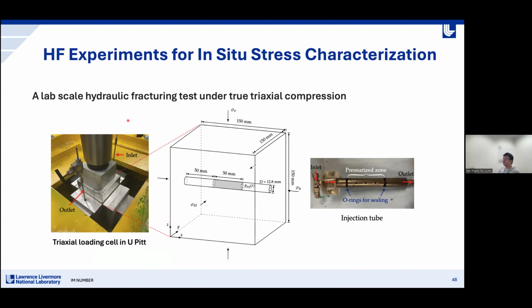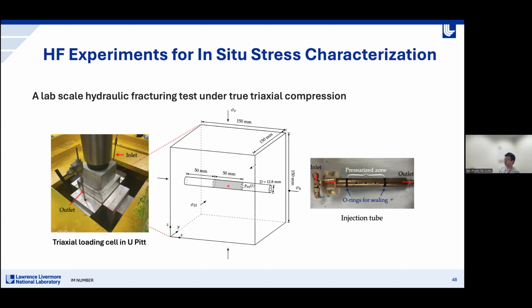With this phase field model, we are using it together with the laboratory hydraulic fracturing test under true triaxial compression to study the near-well hydraulic fracture pattern and its implication for in situ stress measurement. In this slide, you can see the problem setup and a snapshot of the triaxial loading facility from Professor Andy Bunger's group at the University of Pittsburgh. The sample is a 6-inch granite cube, and we have a cylindrical wellbore at the center. The wellbore can be either horizontal or vertical and can also be inclined.